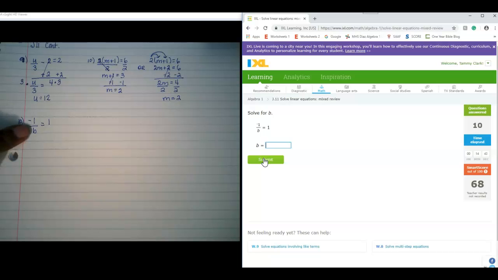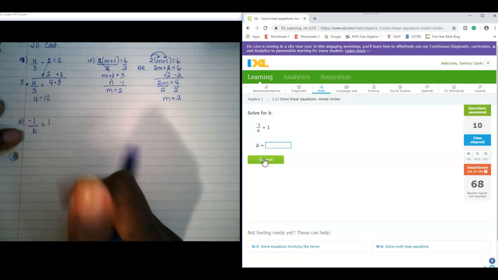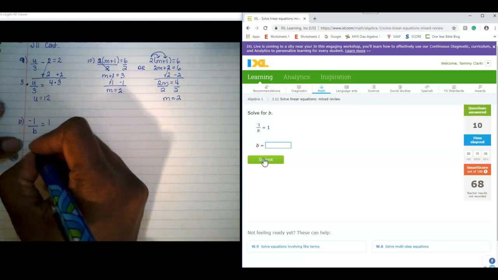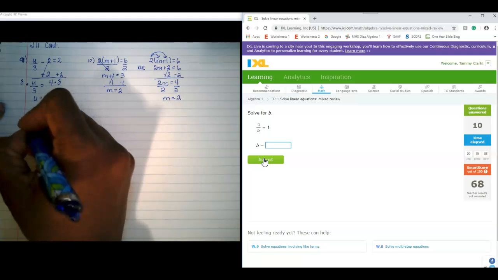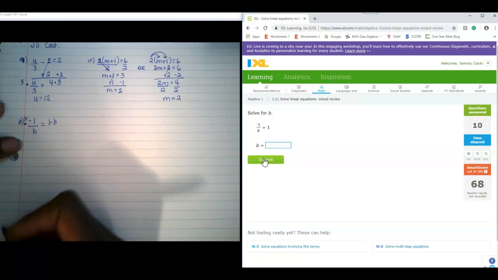Well, it can't be 2 because that would give you 1/2 equals 1. That's not true. It can't be 3 because negative 1/3 doesn't equal 1. So I'm thinking of a number that when I divide it into 1, I get out 1. So remember when I said when we have division, we multiply by what's in the denominator? We're going to do that. So I'm going to multiply by b on both sides of the equation.